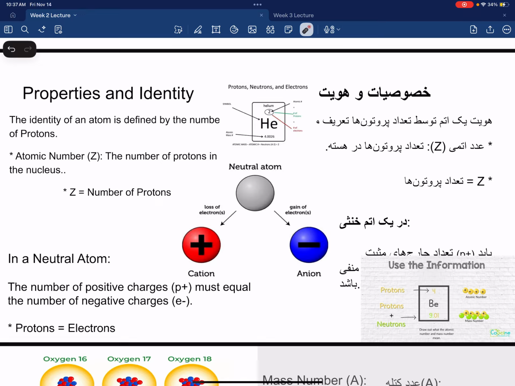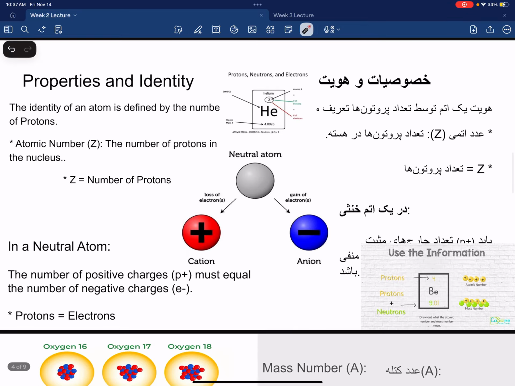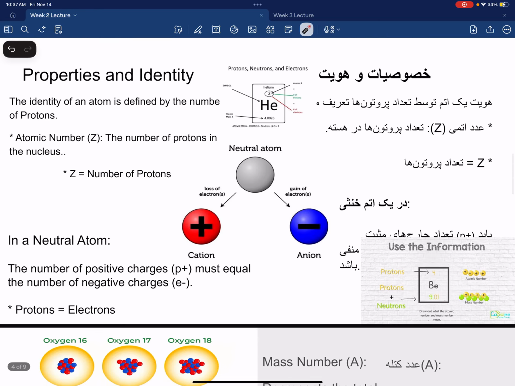Sorry, my voice is going away. And so if we have a neutral atom like carbon, the number of protons is going to be equal to the number of electrons.